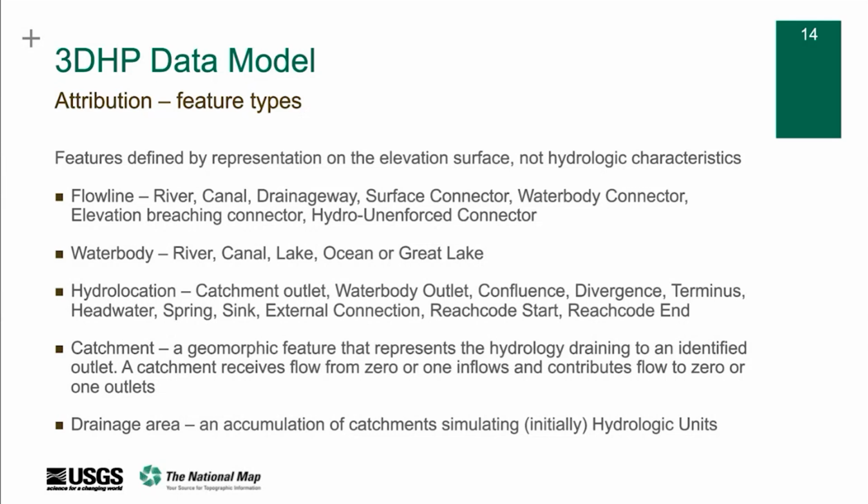Hydrolocations are kind of an interesting feature type or class. They are made up of both hydrologic features, so springs and sinks, but also define the way that the network is constructed and the way catchments are constructed. So we have things like headwater points and catchment outlets and water body outlets, and ways that we can define how features are connected to each other and how catchments should be created. So those are kind of a dual purpose points layer. The two that are really collected as hydrologic features are springs and sinks, and all the rest are generated as a way that we can use that network and define things within that network.